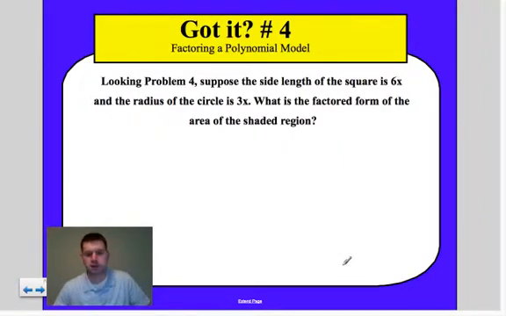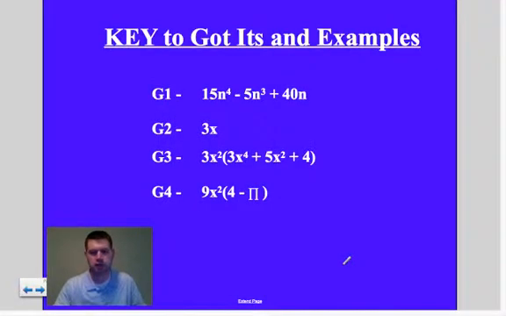And then that takes you into got it number 4, which is looking at a problem 4. Suppose the side length is 6x on the square, so the square has 6x, and then the radius of the circle is 3x. All right, and you can look back to that last slide and watch it again if need be. Okay, so there's your got it examples, answers.